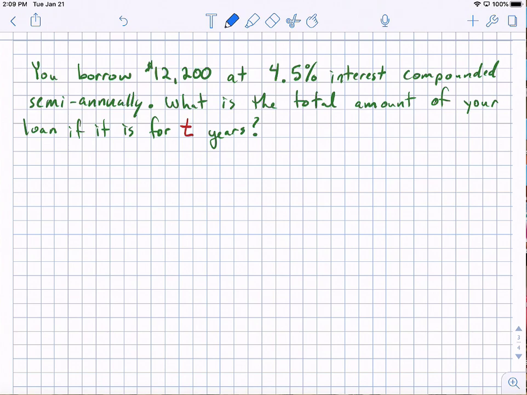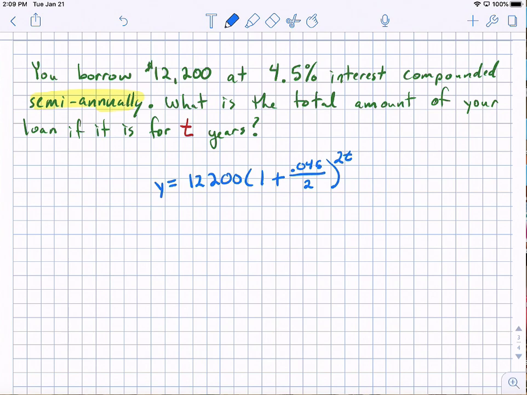Okay, so again, using the equation, y equals, the principal is $12,200 times 1 plus the rate is 4.5%. That would be 0.045 as the decimal. Compounded, where is that? Semi-annually. That means twice a year, so n is 2. So it'll be over 2 right there, and then it'll be 2. Now, instead of times t, how many years do I have? I don't know how many years I'm going to have, so I'm just going to put a t there.